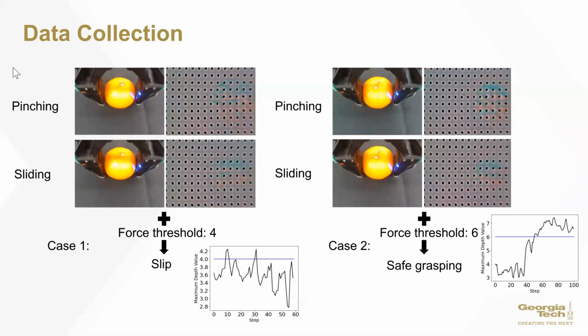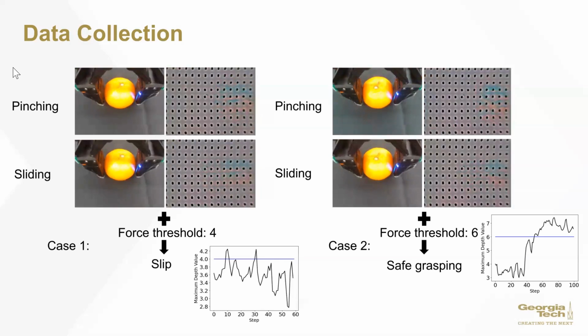Now, using orange as an example, we show 3 typical cases for each label, which are slip, safe grasping and potential damage. The robot first performs the 2 explorative actions on the orange, and then we manually set the force threshold and execute the grasping. For case 1, the threshold is set to be 4 and the figure at the bottom shows the maximum depth value feedback during the grasping.